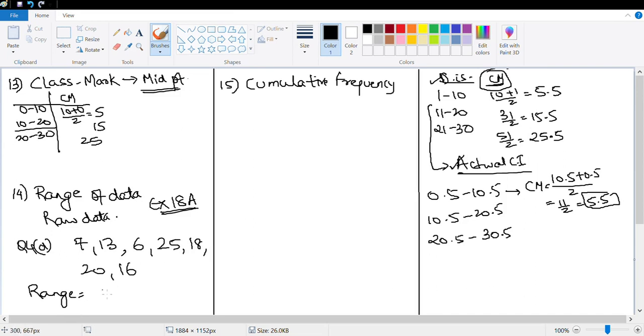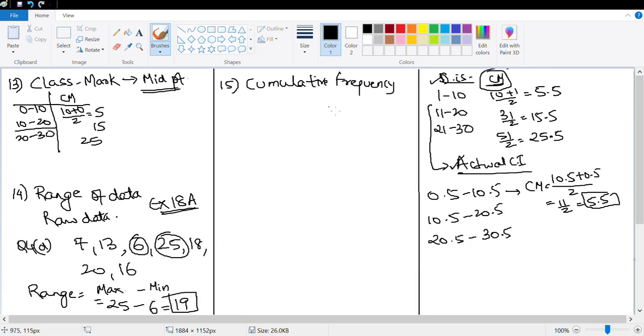So range will be equal to the maximum number minus the minimum number. So what's my maximum number in this case? Maximum number I think is 25. Yes. So 25 minus, what's my lowest number? 6. So 25 minus 6. So my range is 19.